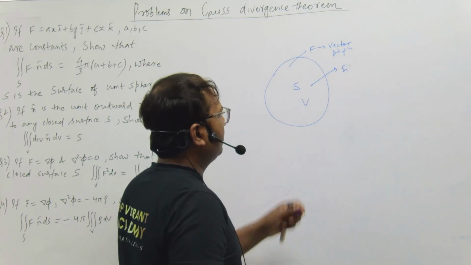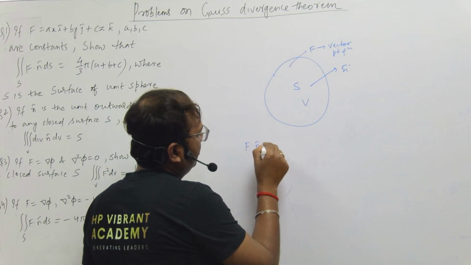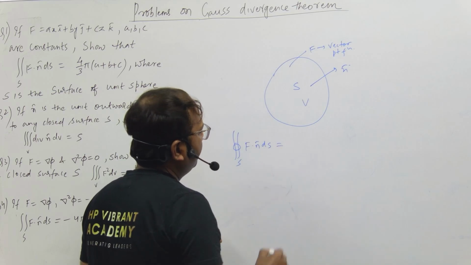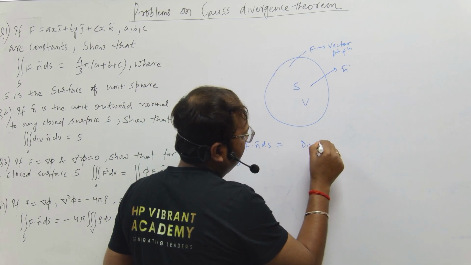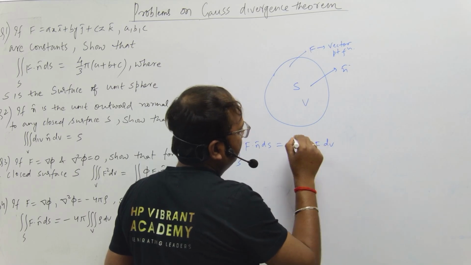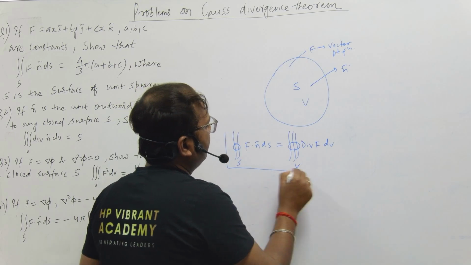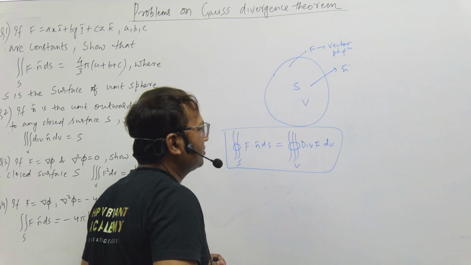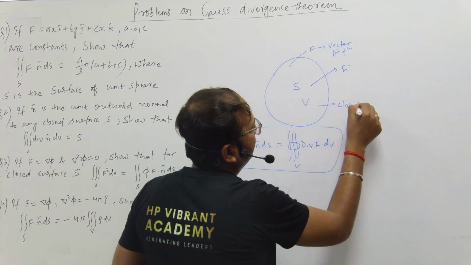The basic expression for the Gauss divergence theorem is: the surface integral of f dot n cap ds along the surface S is equal to the volume integral of divergence of f dv. So this is the Gauss divergence theorem. The basic condition for its application is that this surface must be a closed surface.